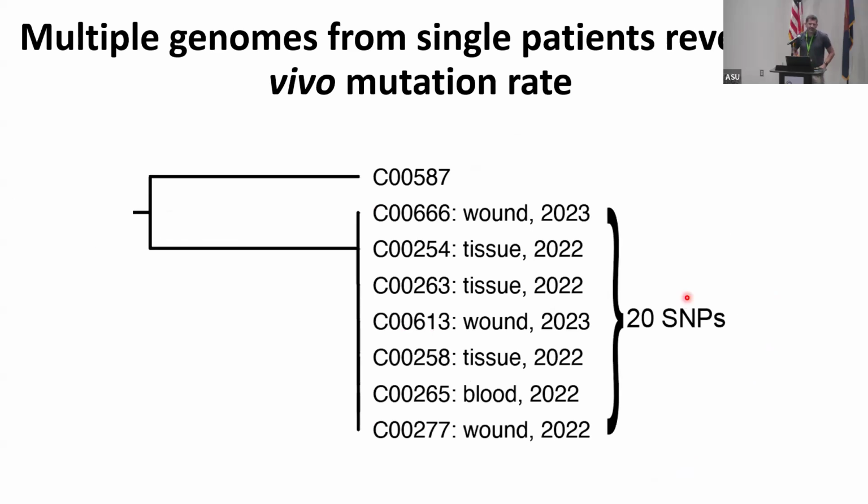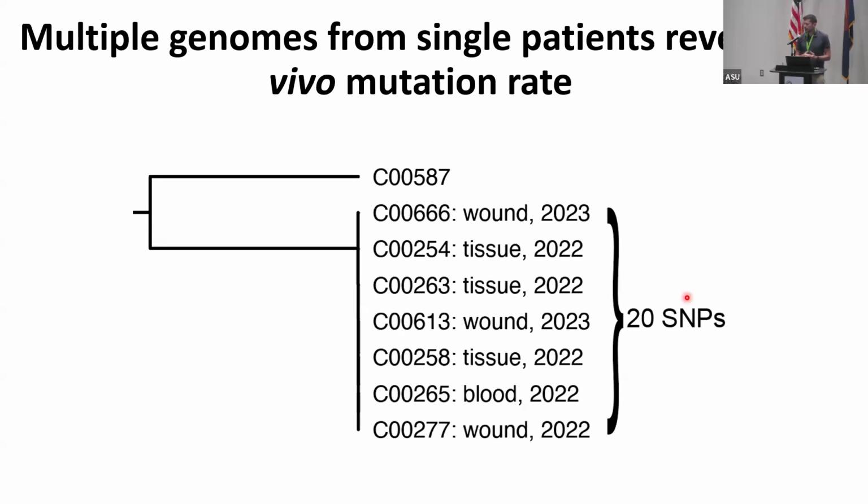I mentioned that in some cases we have multiple genomes from the same patient. Here's a case where we have 7 different genomes from a patient from different tissue types and different years. When we look at the diversity, at least at the SNP level, there are 20 SNPs that separate them. One reason why this is potentially useful is that we could look at the different timing and at the in vivo mutation rate.